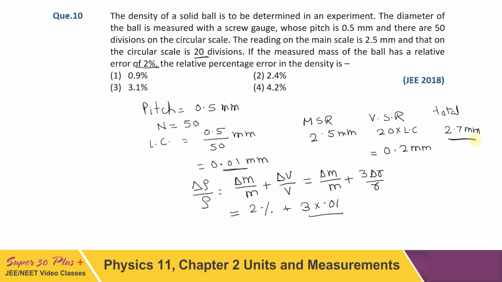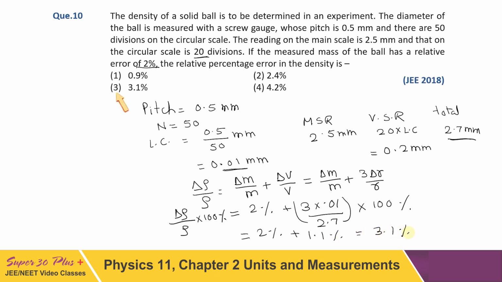The calculated value of r is 2.7. This value will be delta r by r, but since we have to write the percentage error, it has to be multiplied with 100 to give the value in percentage. I am writing directly the value for percentage error. So this will give you 2% plus, on calculation it will come out as 1.1%, which is 3.1%. Which option is correct? Option number 3.